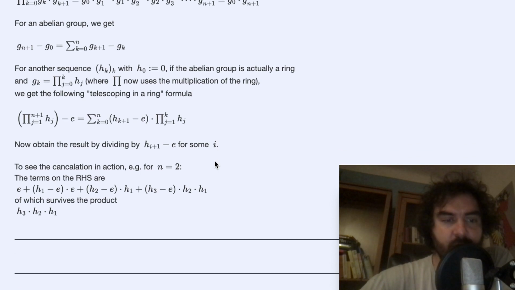And just for you to buy into the formula, like how this always works out. Let's say, for example, we just choose n equals 2, and we look at this sum of products. I bring this e on this one side, and then I look at the first one. Plug in n equals 2. The first term is k equals 0. So h_1 minus e, and then the empty product. So this is exactly this expression, and then the second term, and so on and so forth.